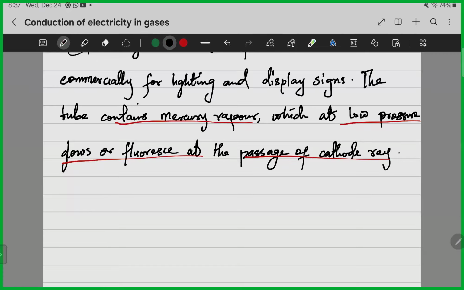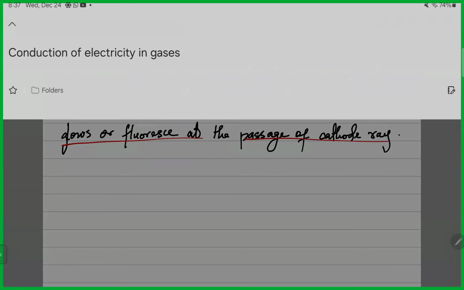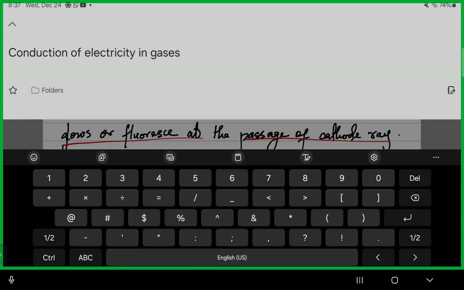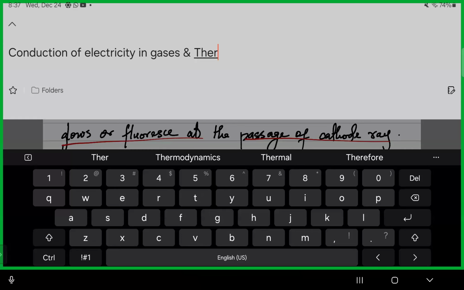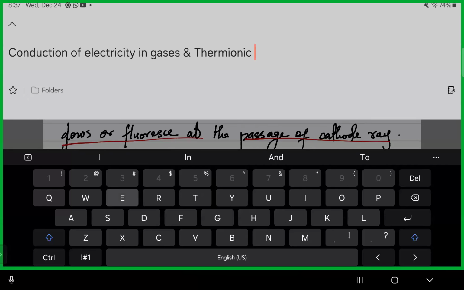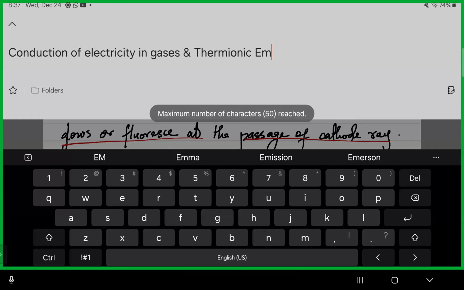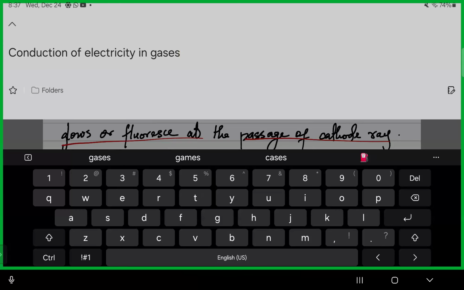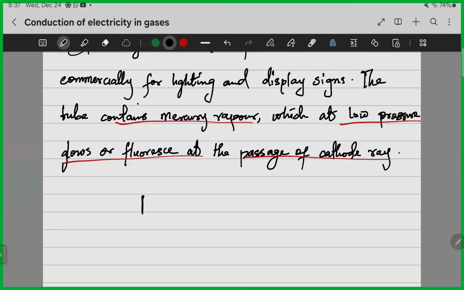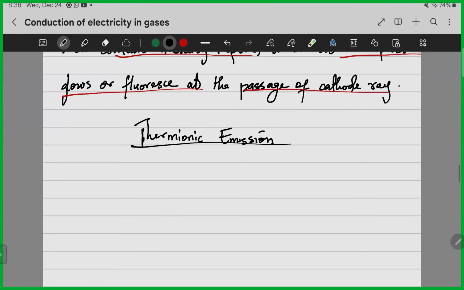Straight to, I'm going to add to this title thermionic emission. So it's fine, even if I don't put it in the title, but we'll go to another topic. Thermionic emission. Just like thermionic, a combination of those two words. Thermionic emission. And let's explain that concept.